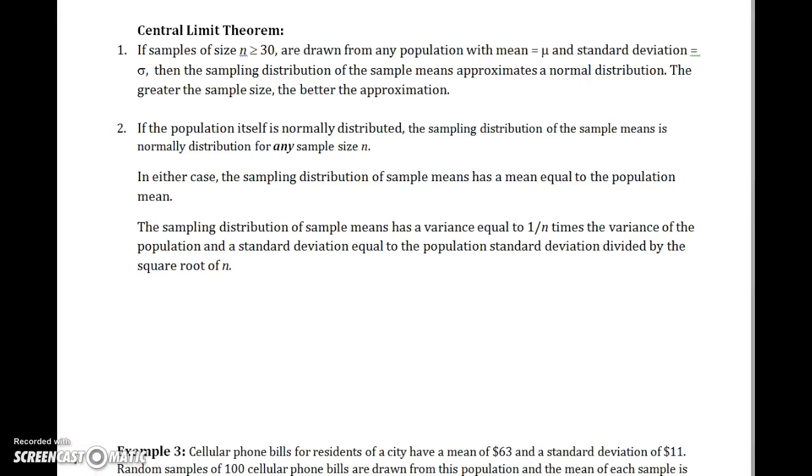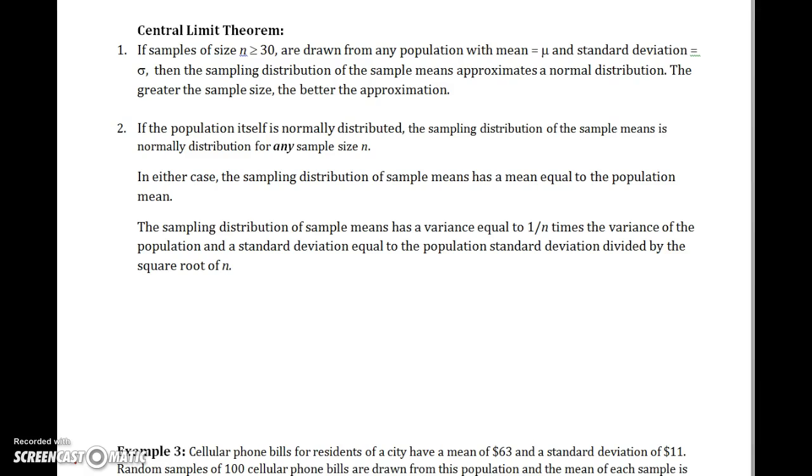Part 2, the central limit theorem. If samples of size n greater than 30 are drawn from any population with mean mu and standard deviation sigma, then the sampling distribution of the sample means approximates a normal distribution. The greater the sample size, the greater the approximation.